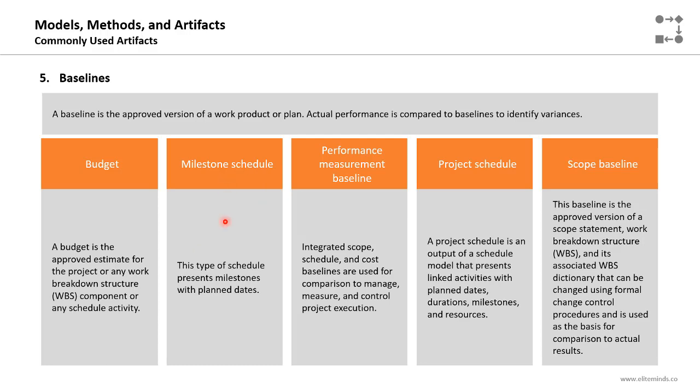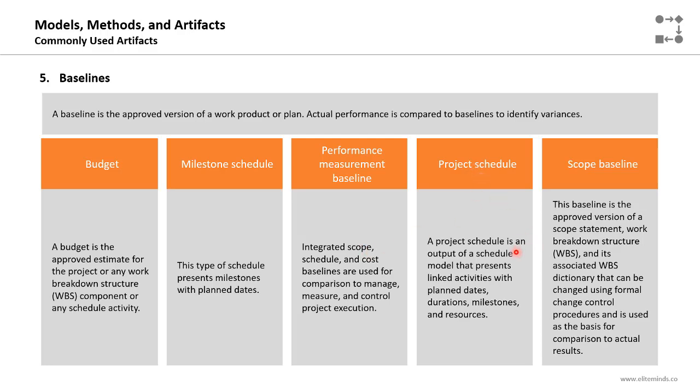The milestone schedule, this type of schedule presents milestones with all planned dates of completion. Milestones are significant events in the project with zero duration. So the milestone schedule baseline will present all the milestones in the project with planned dates. The performance measurement baseline is the integrated scope, schedule, and cost baselines that are used for comparison to manage, measure, and control project execution. So if we want to integrate the scope with the schedule and the cost to monitor their performance in an integrated manner throughout the project execution, we will use the performance measurement baseline.